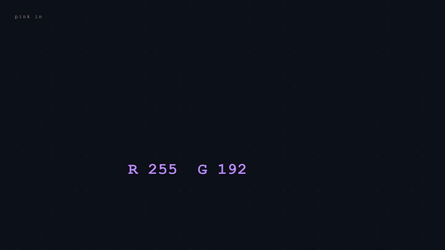A pink swatch sits on a screen. 3 numbers describe it: 255, 192, 203. Red, green, blue. Now a question. Should the text on this swatch be light or should it be dark? A small program answers. Light.